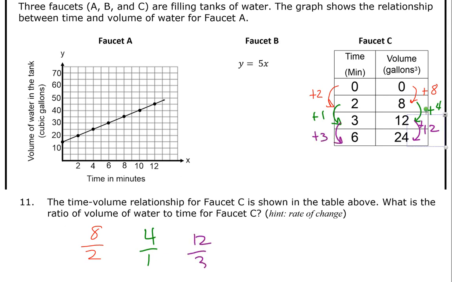So is that faucet changing speed? Well, 8 divided by 2 is 4. 4 divided by 1 is 4, and 12 divided by 3 is 4, so I think these all represent the same thing. 4 gallons every 1 minute. So that is the rate of change for faucet C.